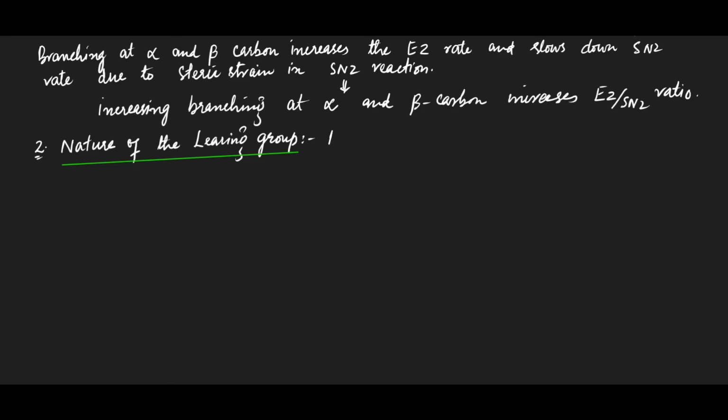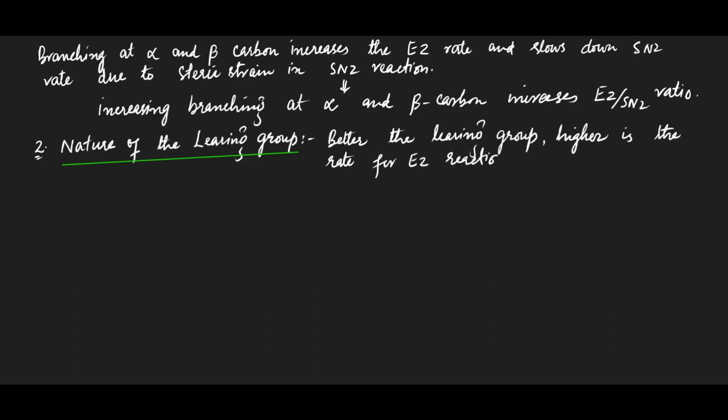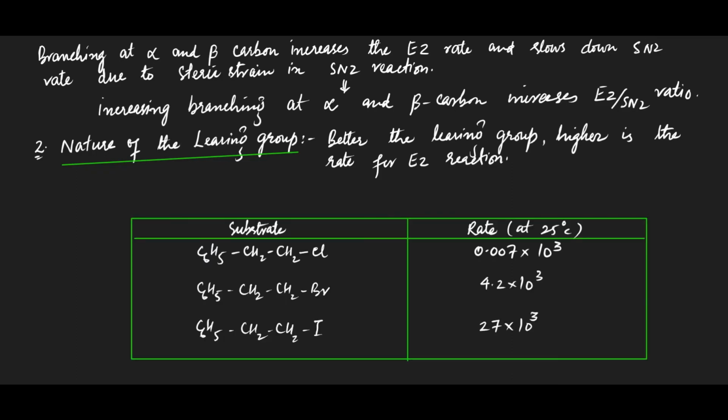In general, the better the leaving group, the higher is the rate for E2 reaction. Thus, from this data, it is clear that when beta-phenyl halides are treated with sodium ethoxide in ethyl alcohol, the rate of the E2 reaction increases with the leaving power of the halogen atoms.